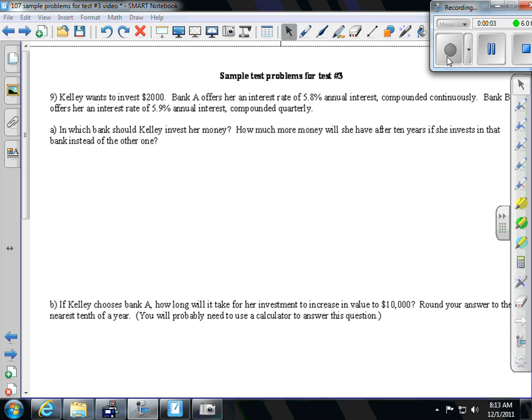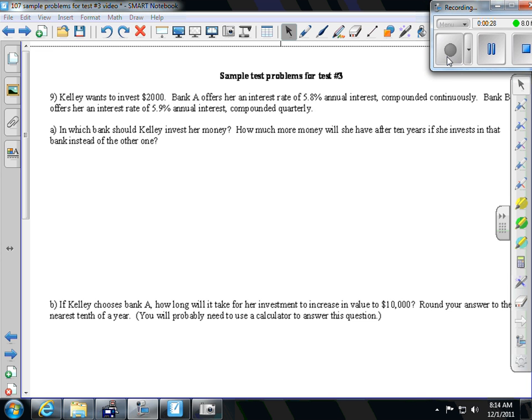This is question number 9 on the sample test problems for test number 3. Kelly wants to invest $2,000. Bank A offers her an interest rate of 5.8% annual interest, compounded continuously. Bank B offers her an interest rate of 5.9% annual interest, compounded quarterly. A, in which bank should Kelly invest her money? How much more money will she have after 10 years if she invests in that bank instead of the other one?